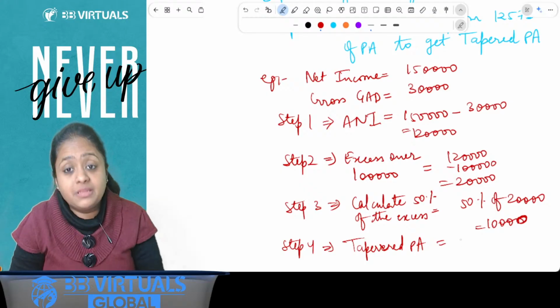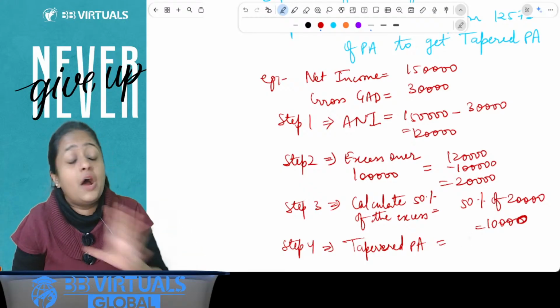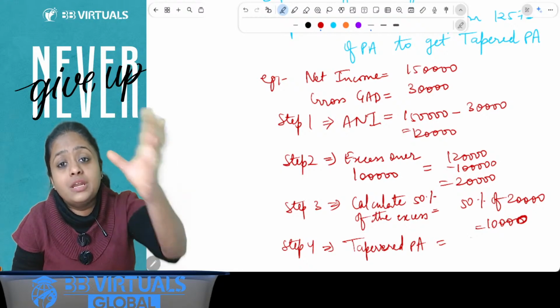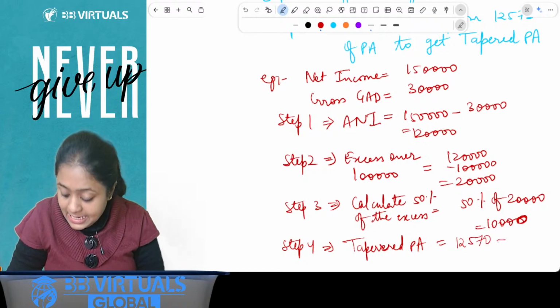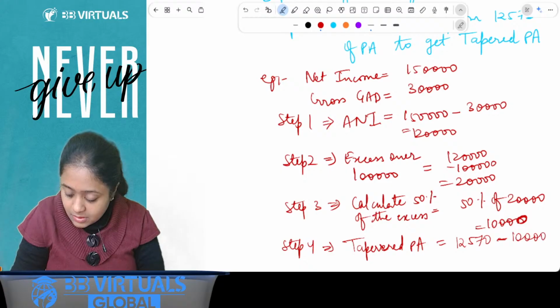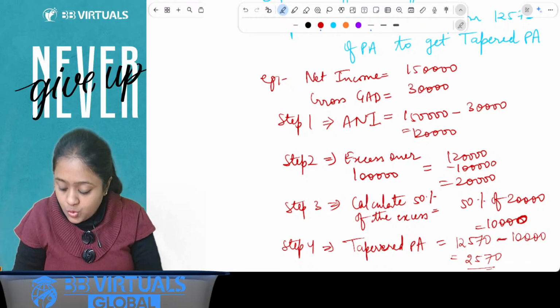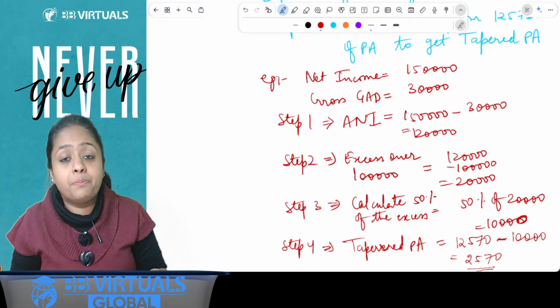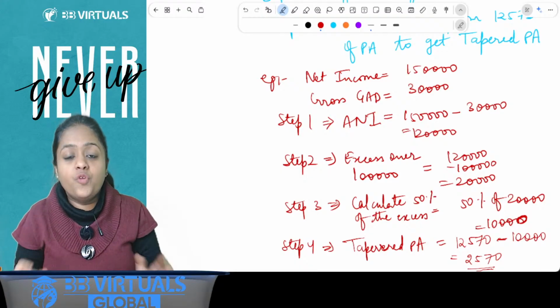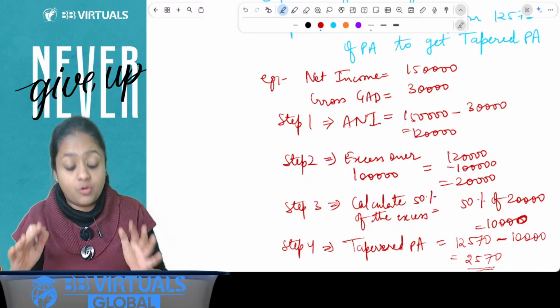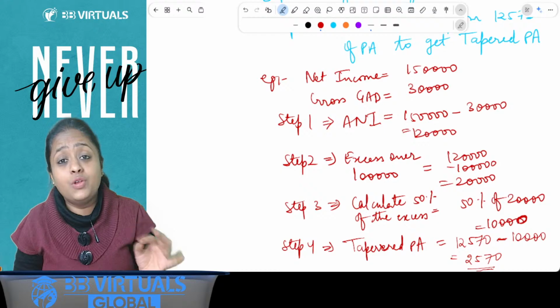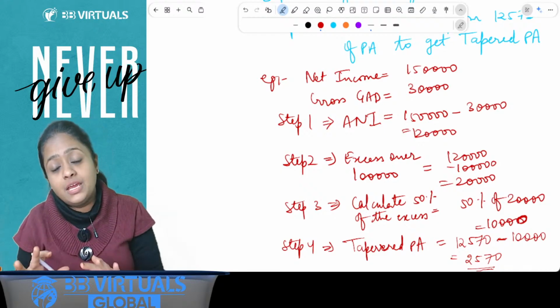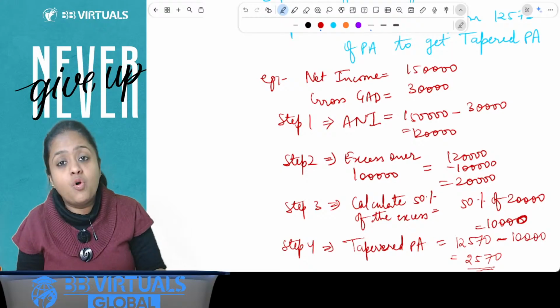So tapered PA will be, that means what is the PA that you're finally getting after all reduction that you can adjust against your net income. So what is the PA that you are getting? 12,570 less 10,000, which is going to be 2,570. So 2,570 is your tapered PA. Got it? 2,570 is your tapered PA, which you are going to finally adjust against the net income. Only 2,570.